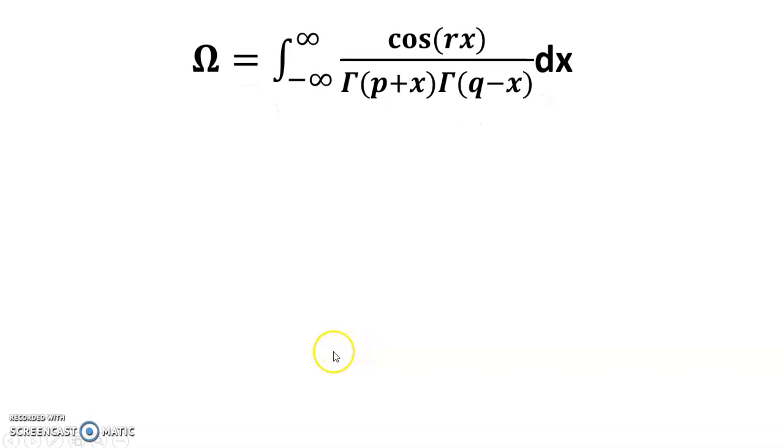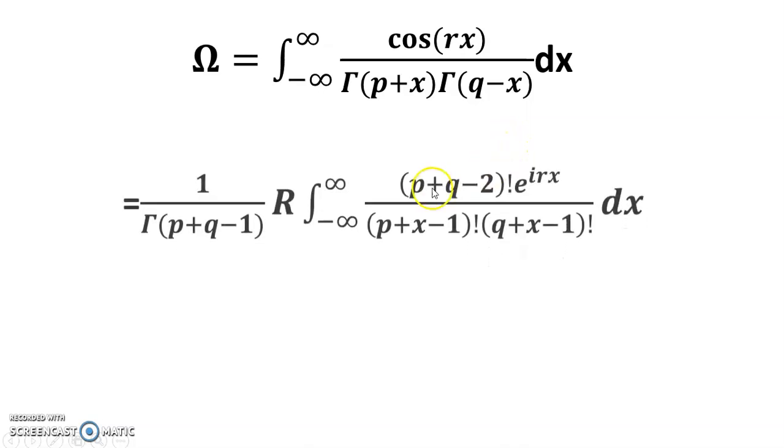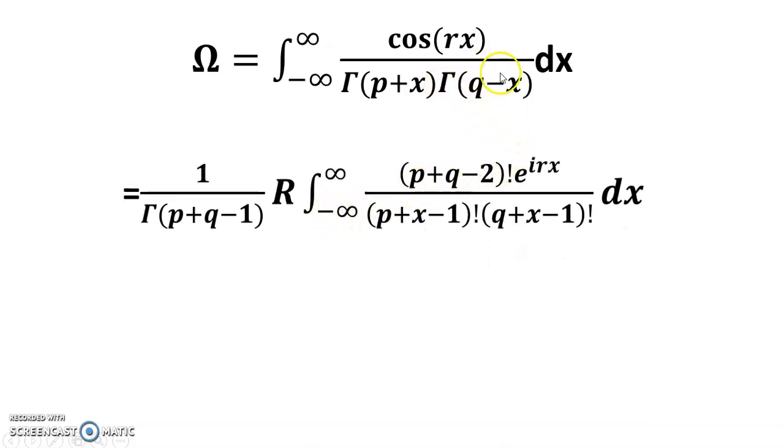Today's discussion is integrations, the Iverson bracket. So this integral, omega equals minus infinity to infinity of cos rx gamma p plus x gamma q minus x dx, can be written as real values, because e to the power i rx real value is cos rx.